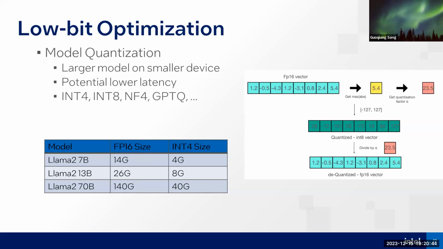Then potentially we can get lower latency because of, as we talked about before, the I/O and the computation, and so on and so forth. At the same time, there are many different formats for how to quantize these models, like int4, int8, NF, or GPTQ.